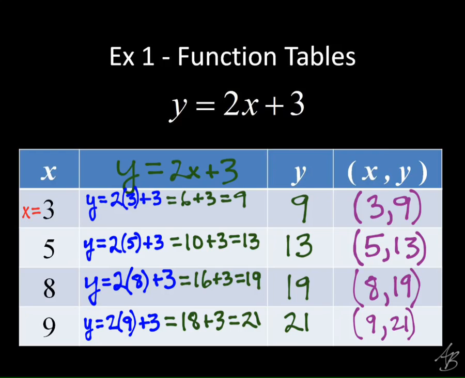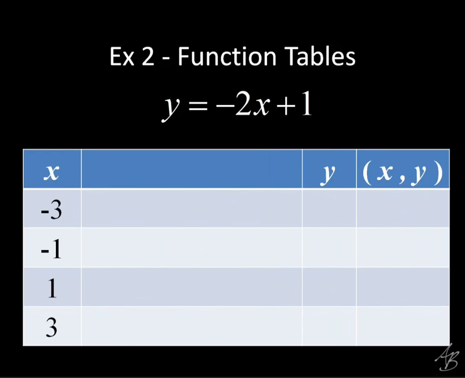All right, so that doesn't mean a whole lot right now without seeing a picture or seeing what's actually happening. So the next example we're going to do the function table first, and then we're going to plot those points. We're going to put them in a coordinate plane and see what it looks like. All right, so go ahead and copy this function down here, y equals negative 2x plus 1. You can just write that up in the top.